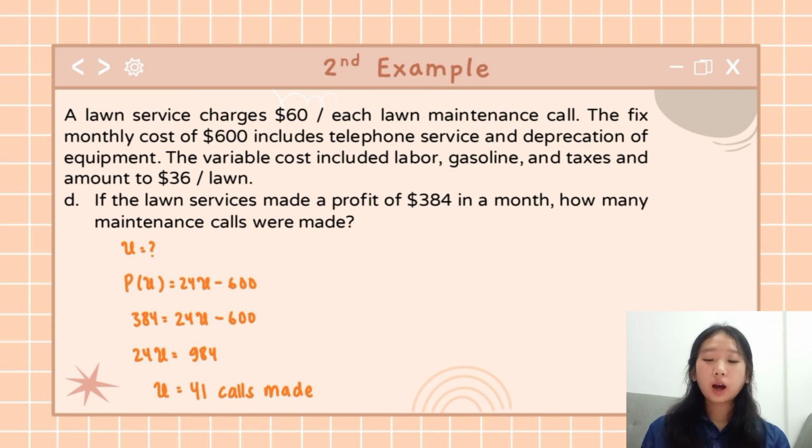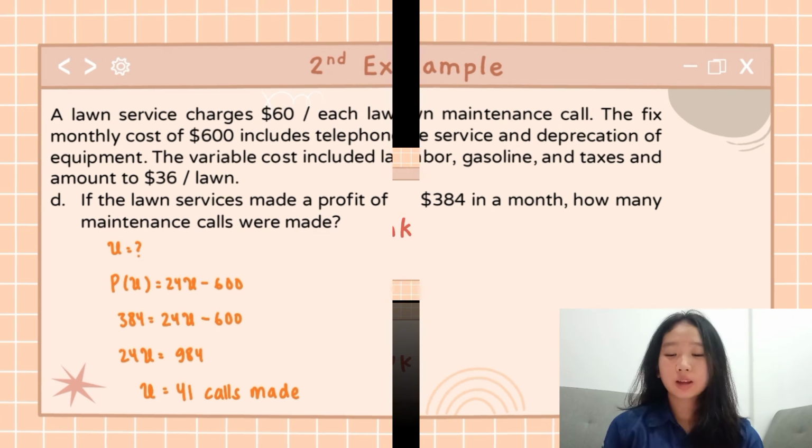For the last question: if the lawn service makes a profit of $384 in a month, how many maintenance calls were made? For the solution, we have to determine how much X is using the equation from B1, P of X equals 24X minus 600. We enter P of X as 384, the profit that they want, equals 24X minus 600. So X equals 41. It means 41 calls are made for a profit of $384 in a month.